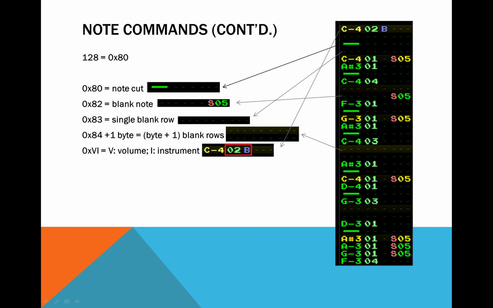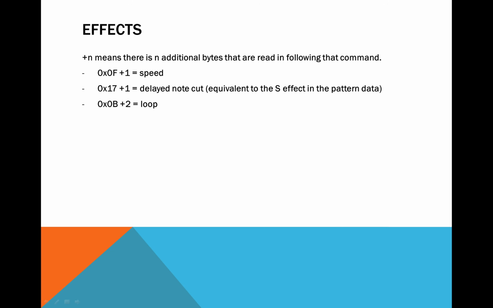So far, I've implemented 3 of them. First, and perhaps most importantly, effect F. This sets the speed, or the time the player spends on each row. By setting it to 6, we will read 1 row and then wait 6 frames before reading the next one, resulting in a tempo of 150 beats per minute. I've made it so this is set per channel, which means channels can have different individual tempi. This is useful for triplets.